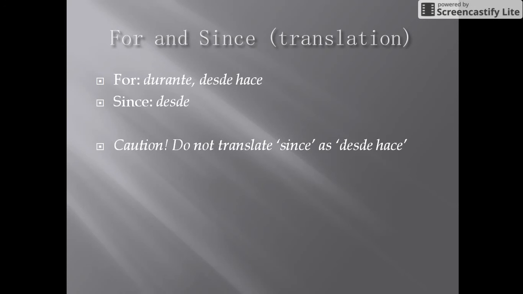Then we must be careful with their translation. For is mainly translated as durante and since is translated as desde. But we must take care and we shouldn't translate since as desde hace, because desde hace is used for for, okay? So for is durante, desde hace, since is desde.